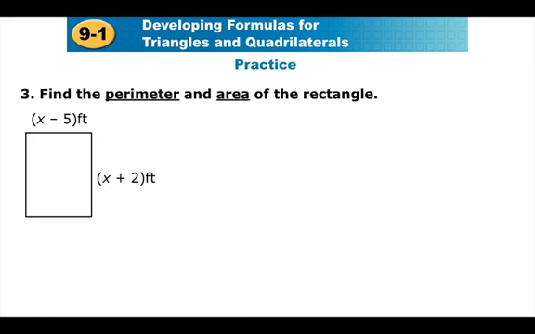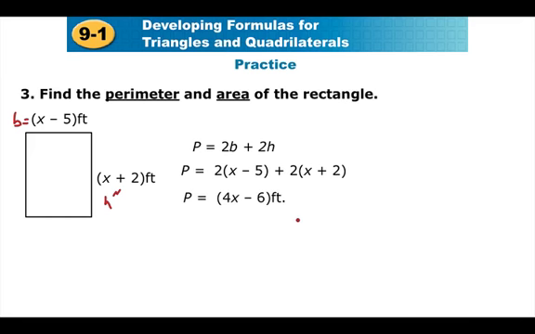Find the perimeter and area of the rectangle. In this case, notice that you don't have actual real numbers. You have algebraic expressions, but nothing that we cannot handle. Let's first compute the perimeter. You know this is the formula to find the perimeter of a rectangle. This is my base, and this is my height. So I substitute, simplify, and this is what I get.